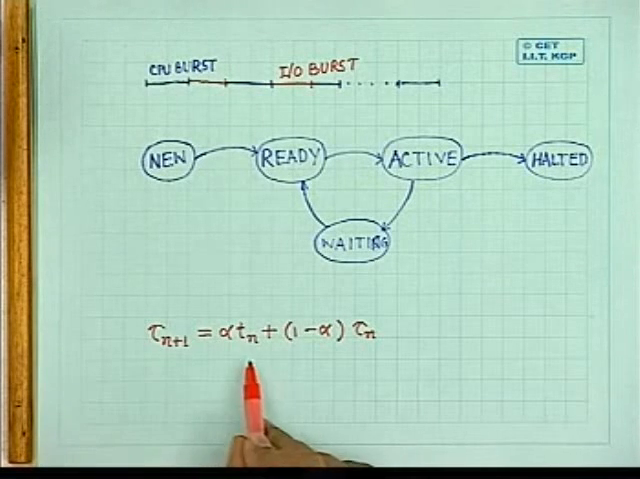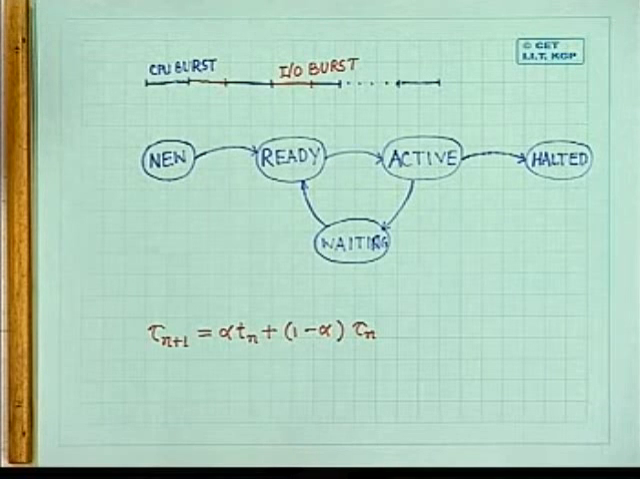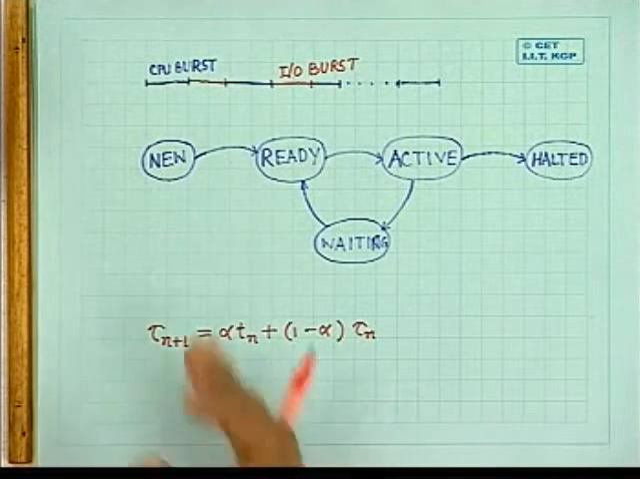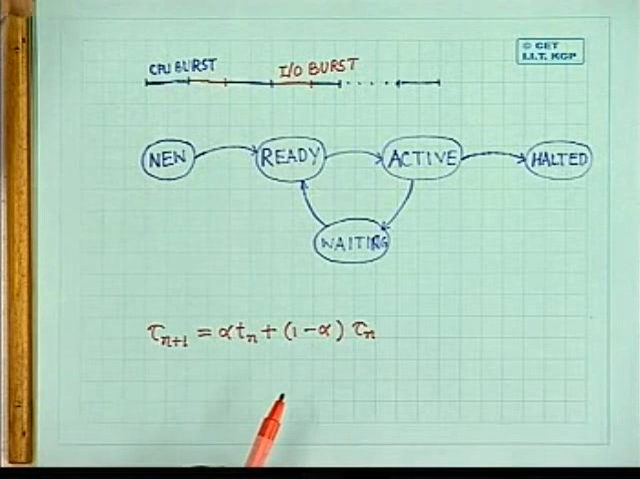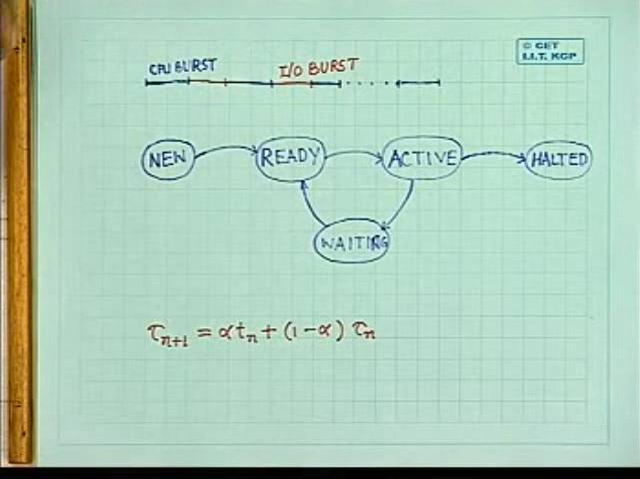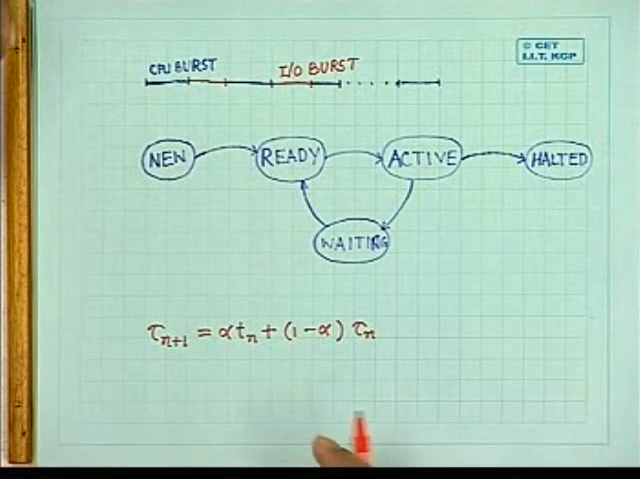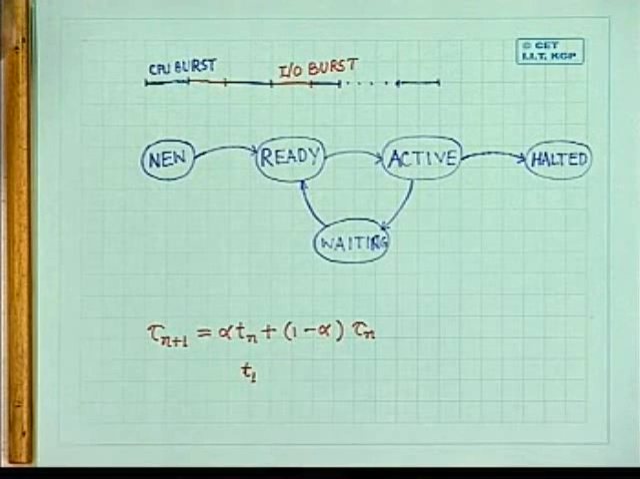Now the question is, how do you get the first CPU burst duration? That is tau 0. Because till that time the job has not been executed for any CPU burst, so I do not have any past history of the job. So usually what can be done is, for the first CPU burst, you execute the job on a first come first serve basis. Once you execute the job for the first time, I know what is T1, that is the first CPU burst.